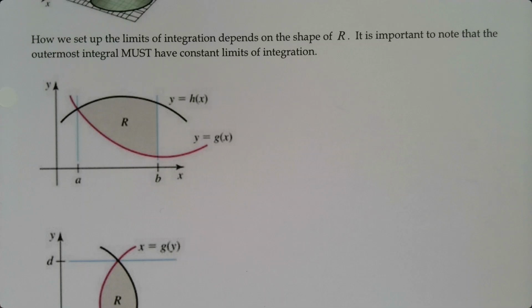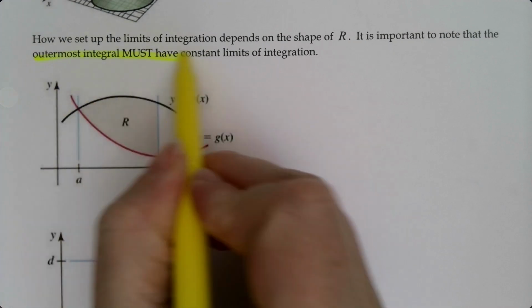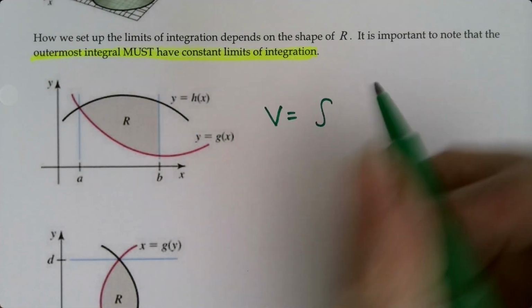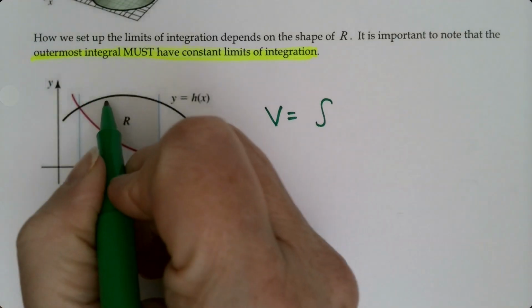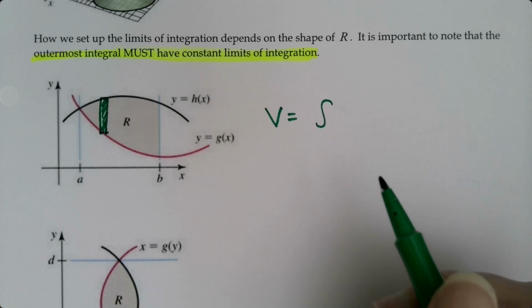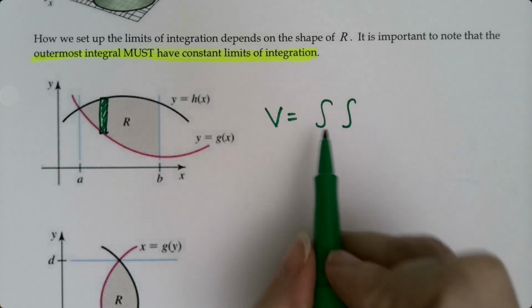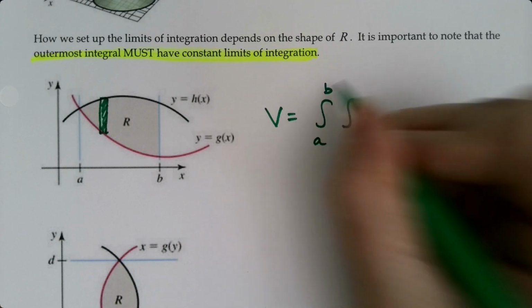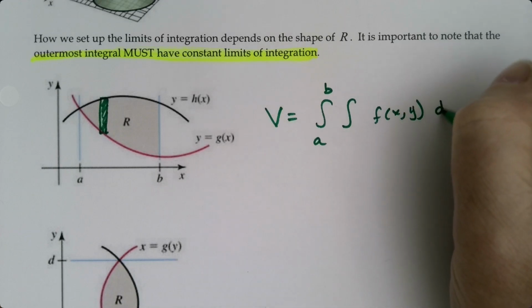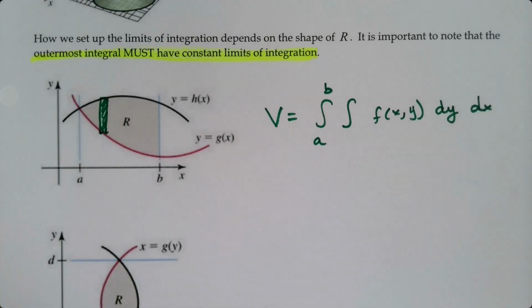So it's important to note that the outermost integral must have constants. So the outermost integral has to have numbers on it, but the innermost integral does not. All right, so the volume would be equal to, let's work this from dy dx. Okay, so we're going to take the integral from a to b, and then we're going to take our function f of xy, and we're going to go with respect to y, then with respect to x.